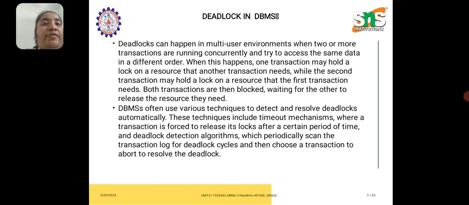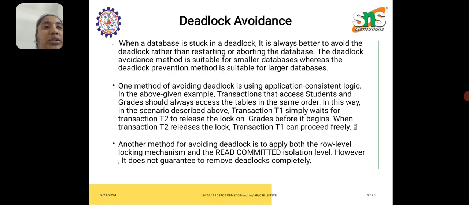It is nothing but, if the second transaction needs any help, the first transaction is helping, and if the first transaction needs any help, the second transaction is helping. Both transactions are then blocked, waiting for the other to release the resources they need. DBMS often use various techniques to detect and resolve deadlocks automatically. These techniques include a timeout mechanism, where a transaction is forced to release its lock after a certain period of time, and a deadlock detection algorithm, which periodically scans the transaction log for deadlock cycles and then chooses a transaction to abort to resolve the deadlock.